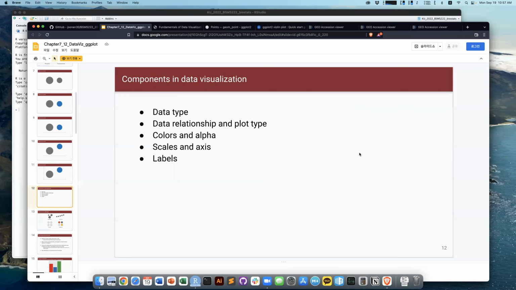And also you have to think about the data relationship and the plot type. That means my data is like this information, and what can we represent or what can we emphasize from my data set, and which plot type will be the best for representation. Okay, so what will be the colors and alpha? This is another layer: scales and axes, as we see in the direction information, and also text and labels to explain your data set, right?